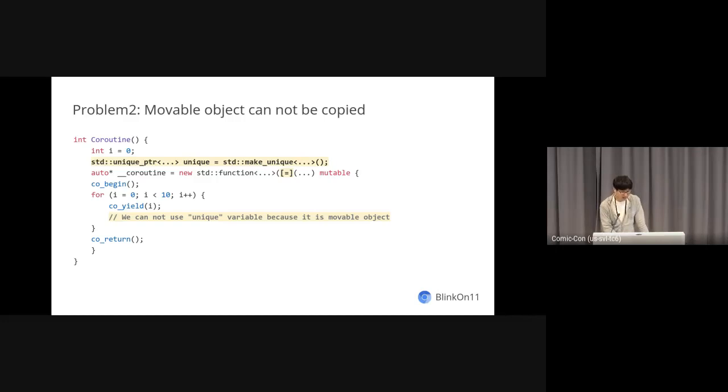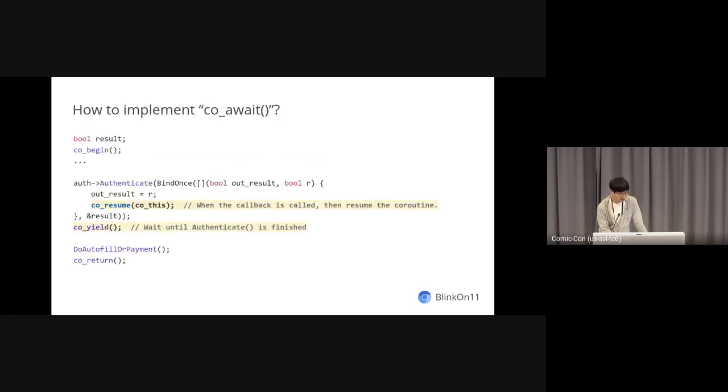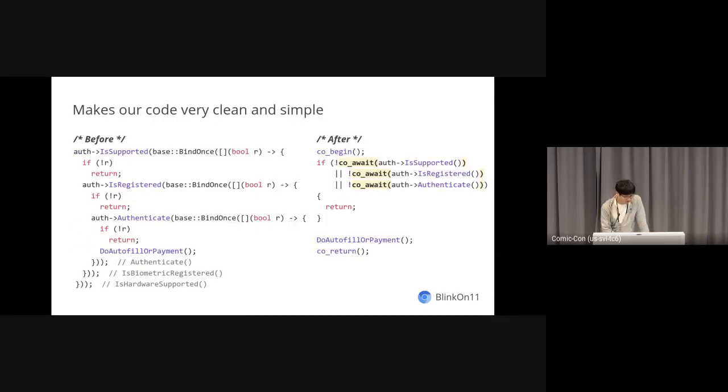Another problem is that a movable object cannot be copied in the lambda. For example, unique pointer. So I added a wrapper class to make the movable object copyable. Finally, I could implement call wait by using call id and call resume macros. This looks a little bit hacky, but it makes our code very clean and simple. You can see the code at the link. Thank you.